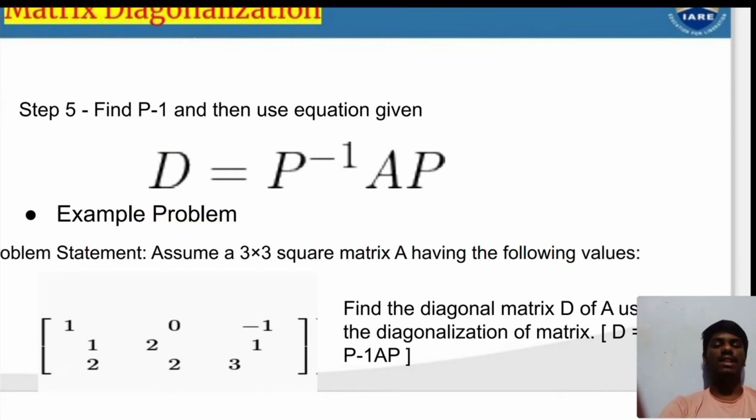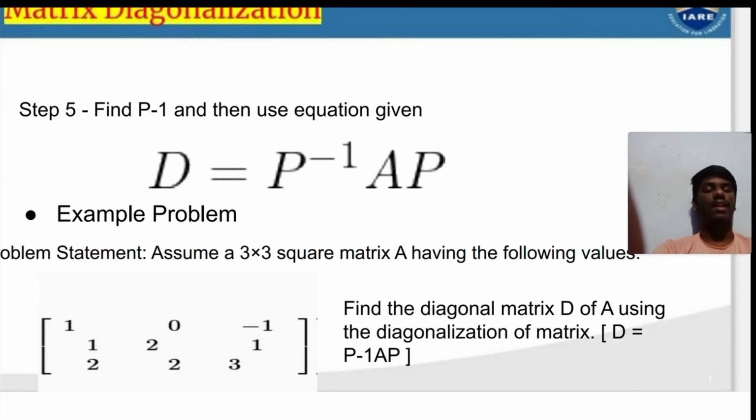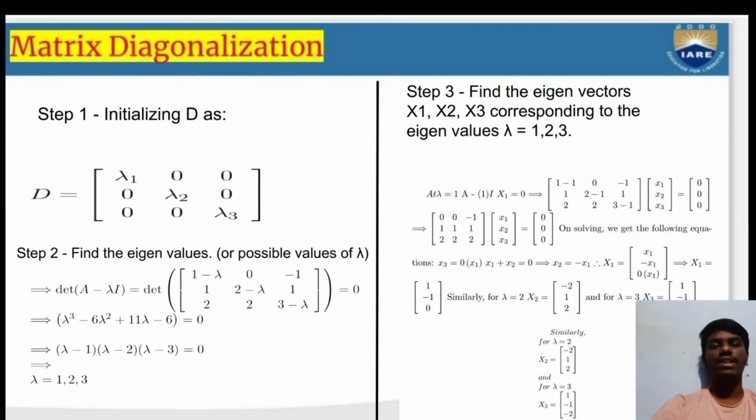And here we see an example problem statement. Assume a 3 by 3 square matrix A having the following values. So let us see the question. The elements in the matrix are 1 0 minus 1, 1 2 1, 2 2 3. Then the question is, find the diagonal matrix D of A using diagonalization of a matrix, D is equal to P inverse A P. Here is the solution according to what we discussed in the previous slides.